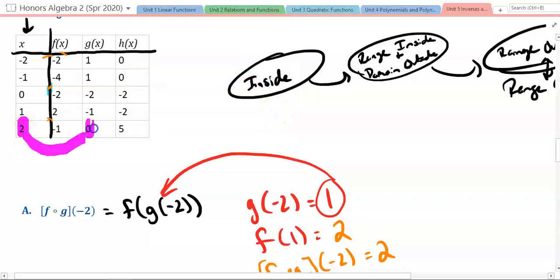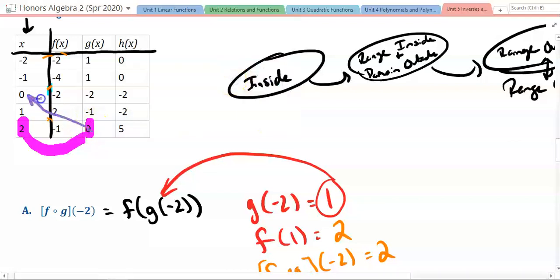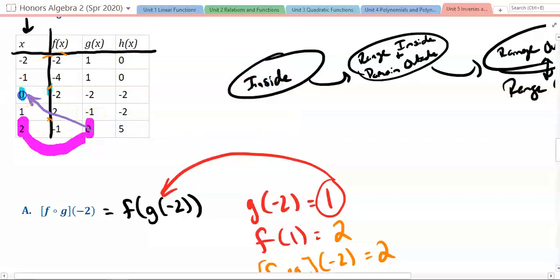So I'm going into here, so I get 0. And so I'm going to take that 0 up to here, right? And now I'm going to do the h function because that's my exterior function. So 0 going to my h gets me to the negative 2.